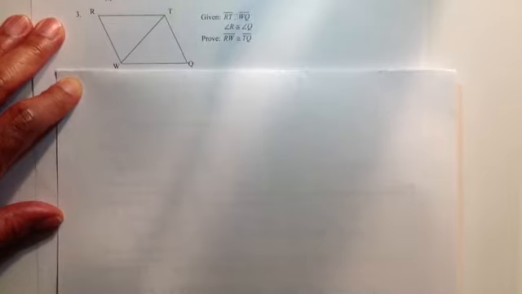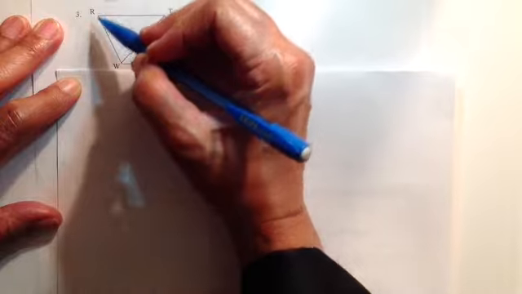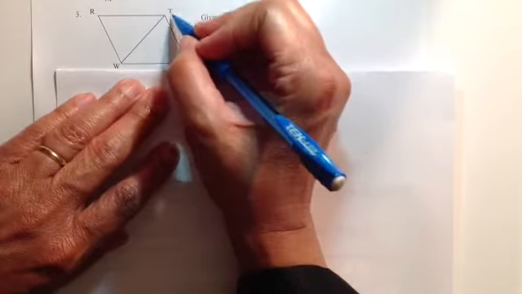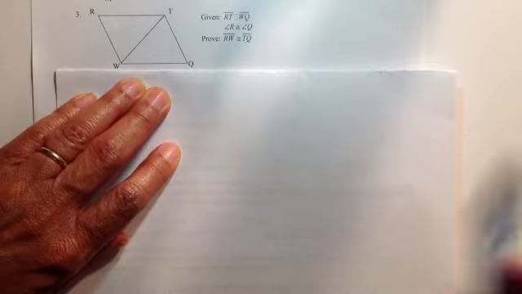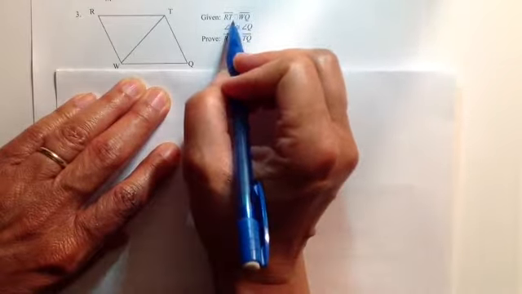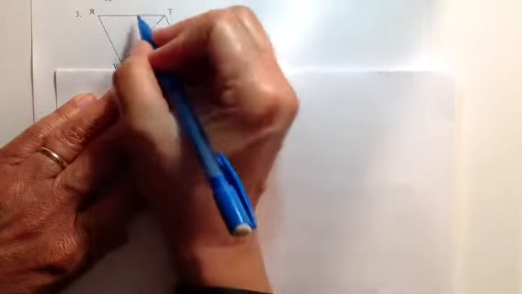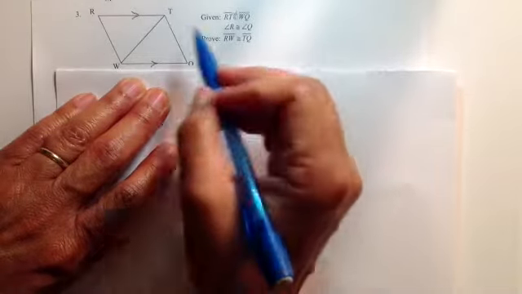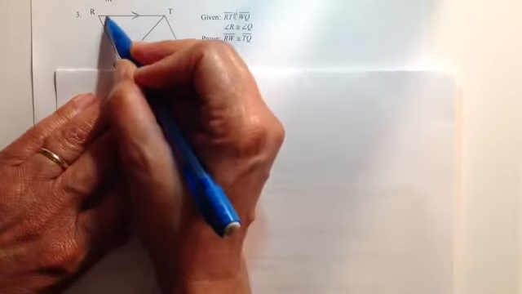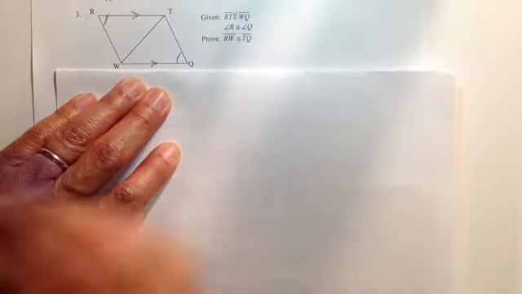Okay, so now we're going to start with another proof. Here we have the figure shown in number 3. What we're asked to prove is that RW is congruent to TQ. What we're given is that RT, and this marking, is parallel to WQ. And we're given that angle R is congruent to angle Q.